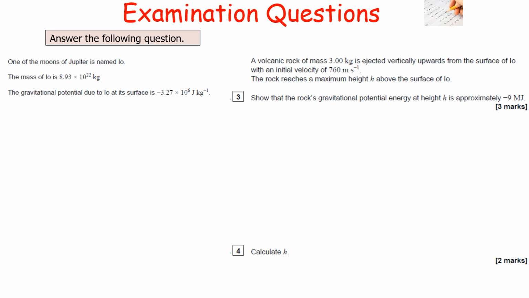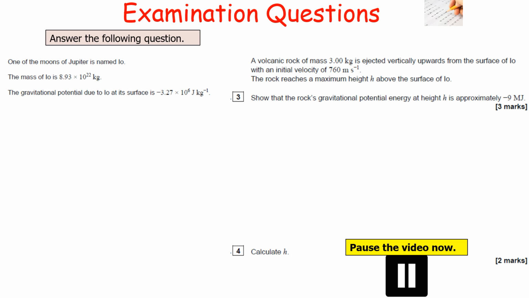The next one says one of the moons of Jupiter is named Io. The mass of Io, as we talked about before, is given to be 8.93 times 10 to the 22 kilograms. A volcanic rock of mass 3 kilograms is ejected vertically upwards from the surface of Io with an initial velocity of 760 meters per second. The rock reaches a maximum height h above the surface of Io. Show that the rock's gravitational potential energy at height h is approximately minus 9 megajoules and calculate the value of h. So pause the video now, then unpause the video and go through your answer.